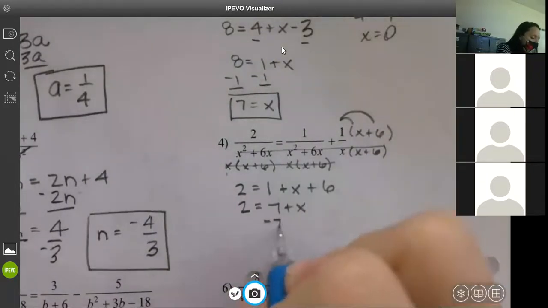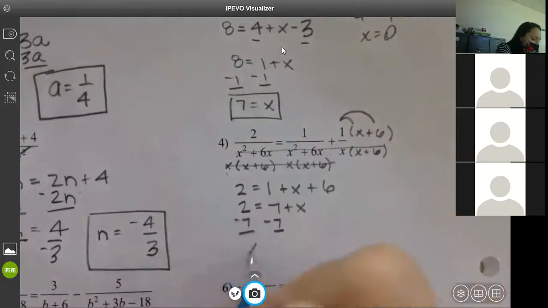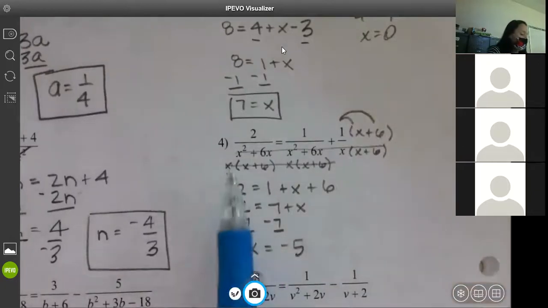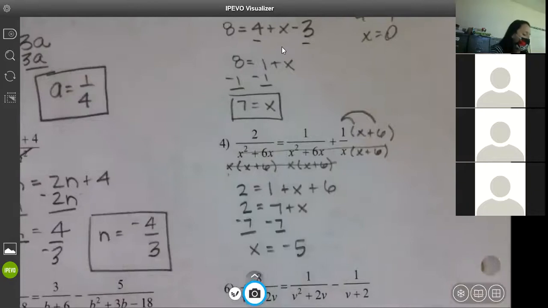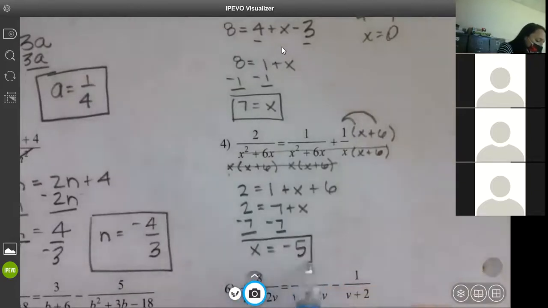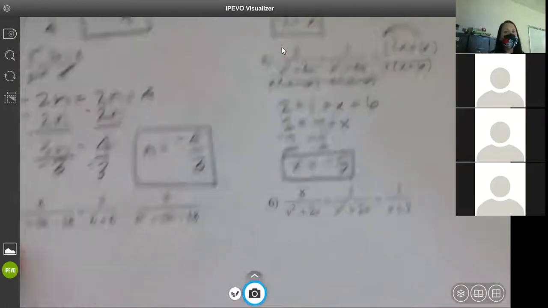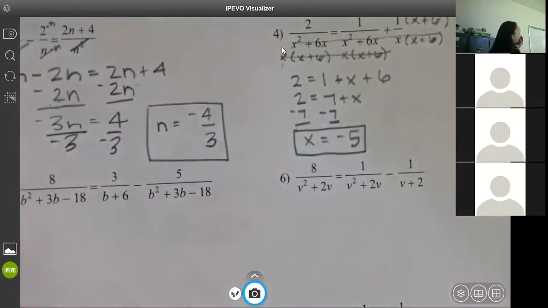Subtract your 7. And you get x equals -5. If I plug -5 back in, there is nowhere that it will give me 0. So we are good to go. I don't know if any of these right now will give you extraneous solutions. I think they happen whenever you have to factor. Okay, so I think if it's just one answer, it's okay, but we'll check it out.